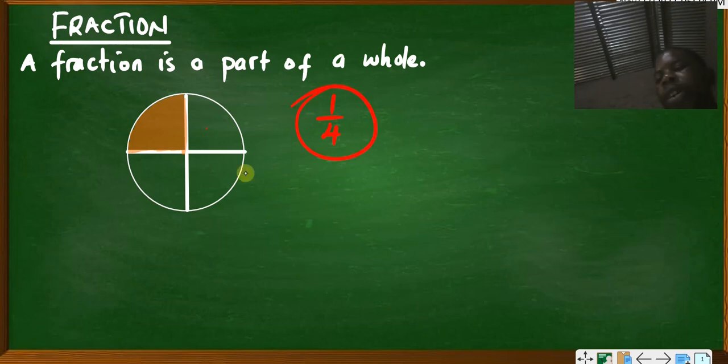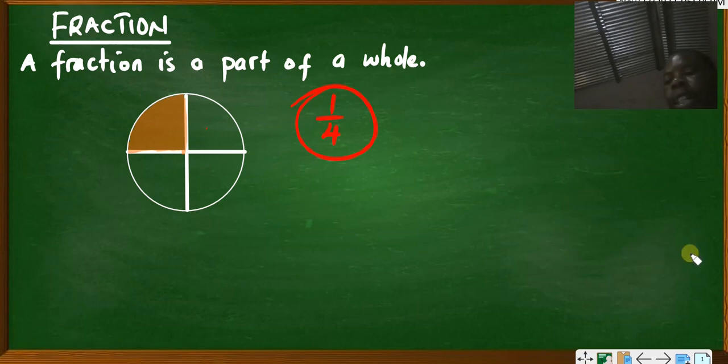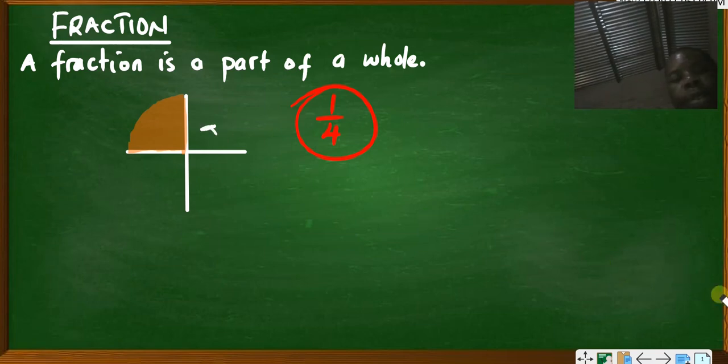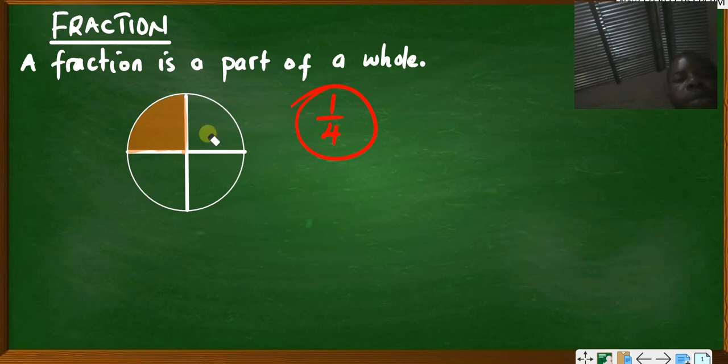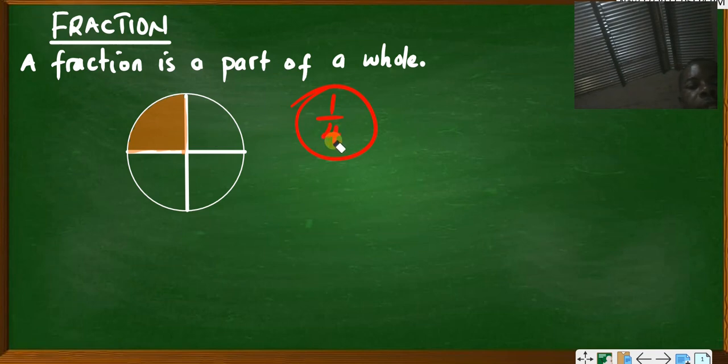So this one here is a fraction. A fraction is part of a whole. That's what you should know. A fraction is just a part of a whole. Don't forget, that's what a fraction is. Fractions are represented in this form here, which I've indicated.